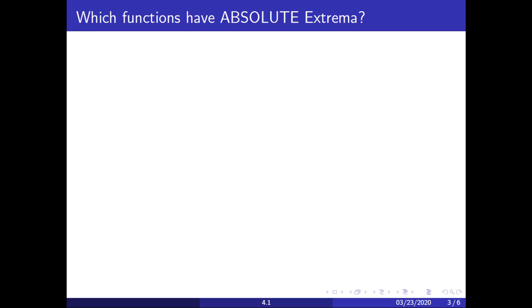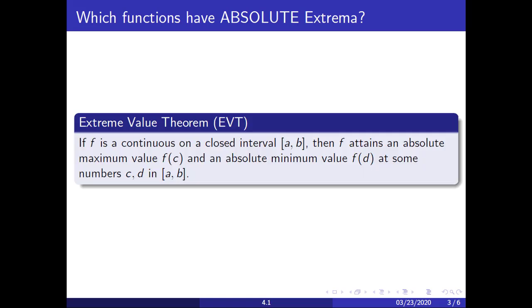There is a famous theorem that provides a partial answer to this question, the Extreme Value Theorem. It states that if f is a function that is continuous on a closed interval from a to b, then f attains an absolute maximum value f(c) and an absolute minimum value f(d) at some numbers c and d in the closed interval from a to b.